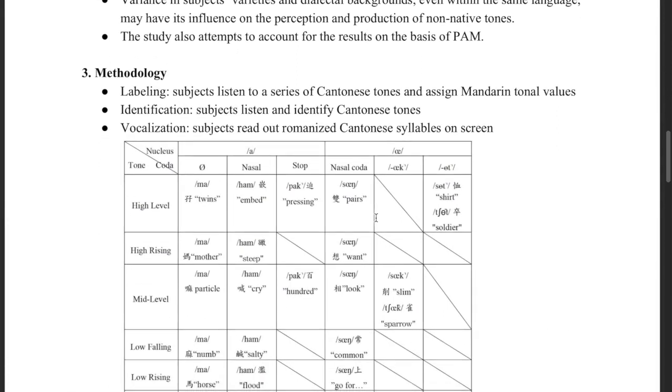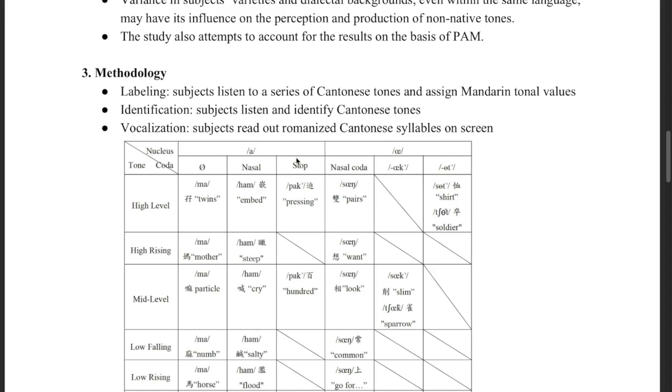In this study, 3 tasks are used. The first one is labeling, where subjects listen to a series of Cantonese tones and assign Mandarin tonal values. The purpose is to see how native speakers of Mandarin relate Cantonese tones to their native tones, and to see their patterns of perceptual assimilation. The second task is identification, where subjects listen and identify Cantonese tones. The third one is vocalization, where they read out the romanized Cantonese syllables on screen.